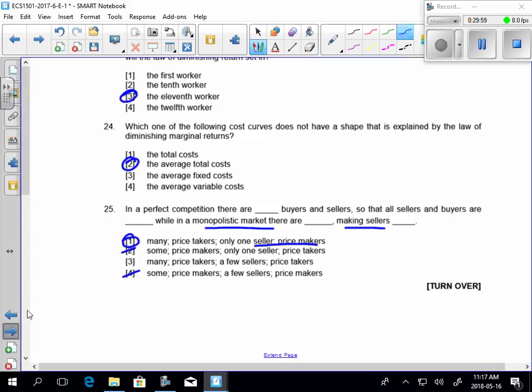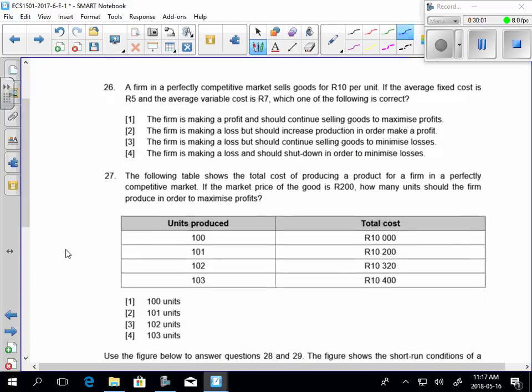26. If a firm in a perfectly competitive market sells goods for 10 Rand and the average fixed cost is 5 Rand, average variable cost is 7 Rand, which one of the following is correct? Right? So currently they are selling the product for 10 Rand, but their cost of production is 5 plus 7, which is 12 Rand. All right, so they're losing money on this unit of production that they're selling.